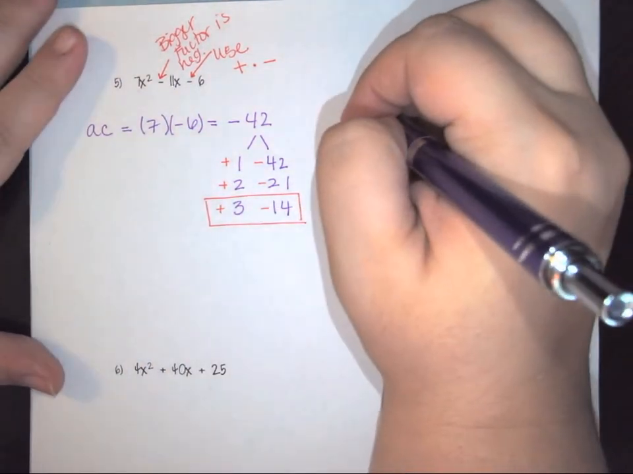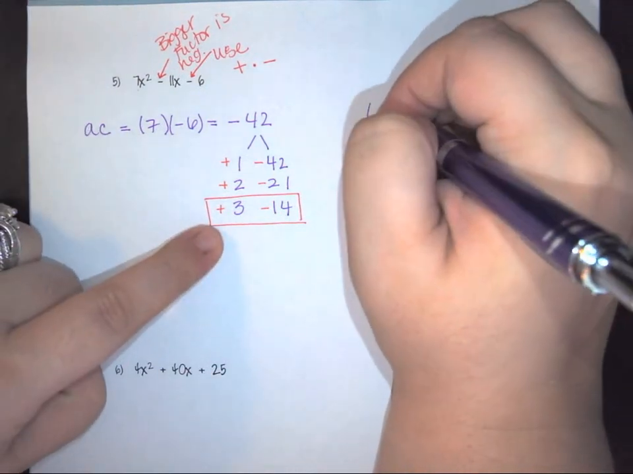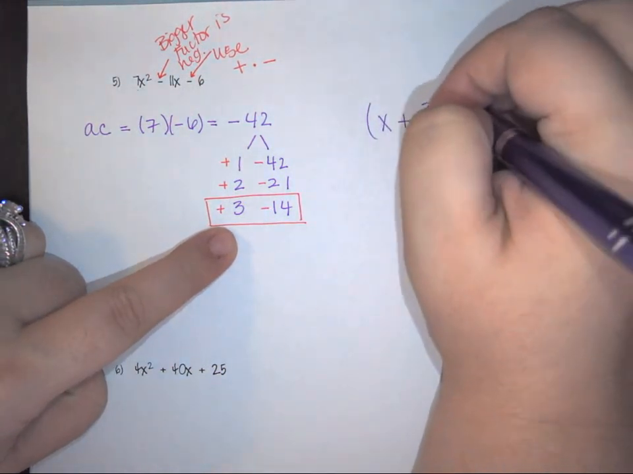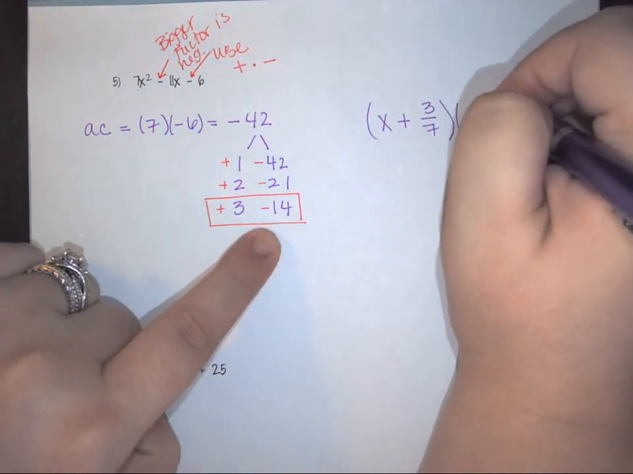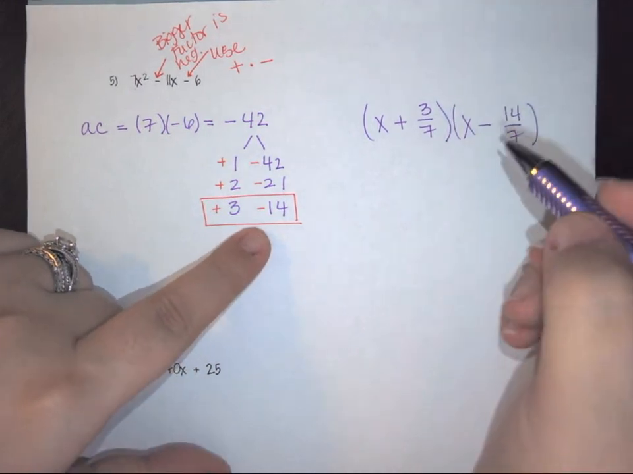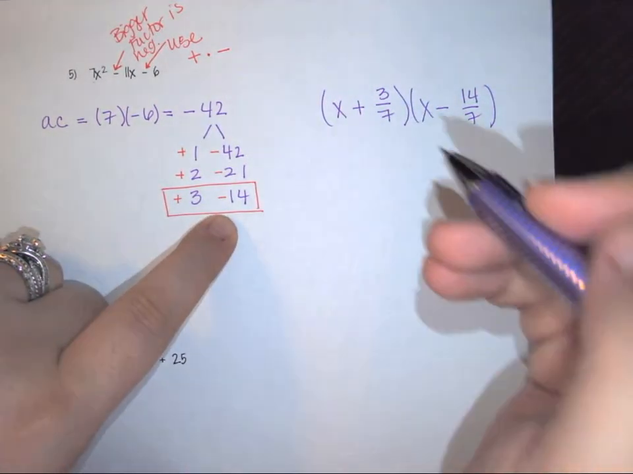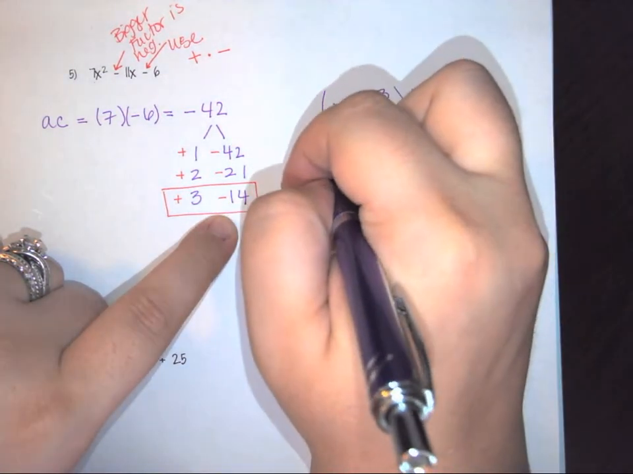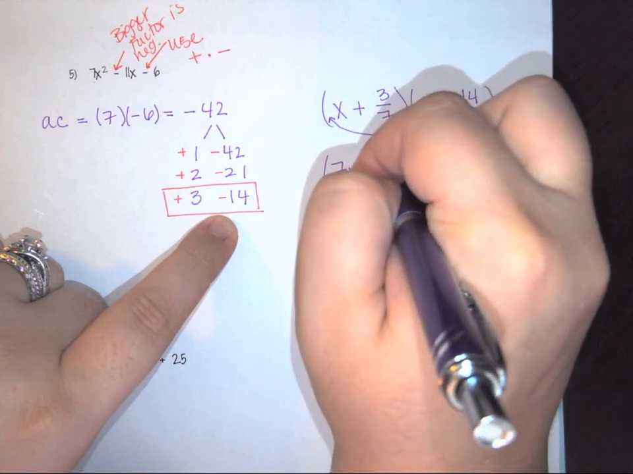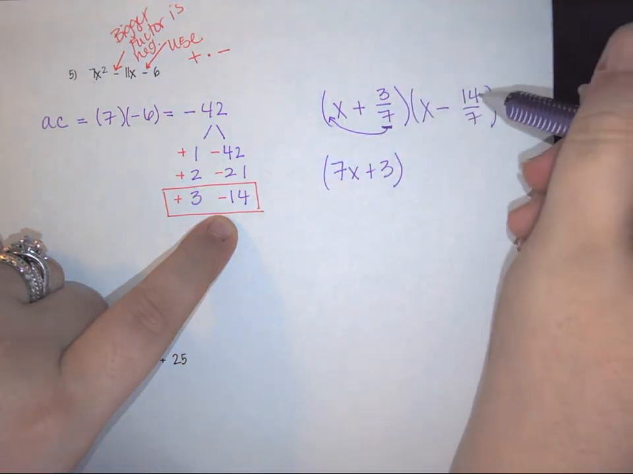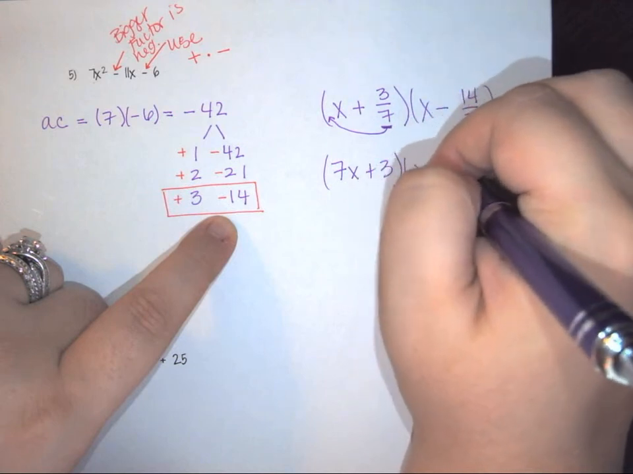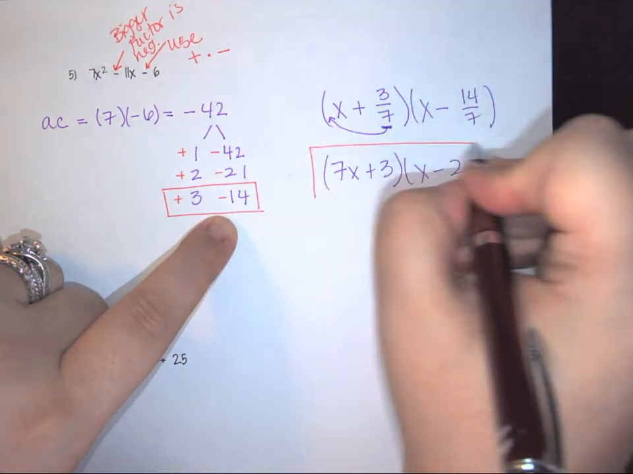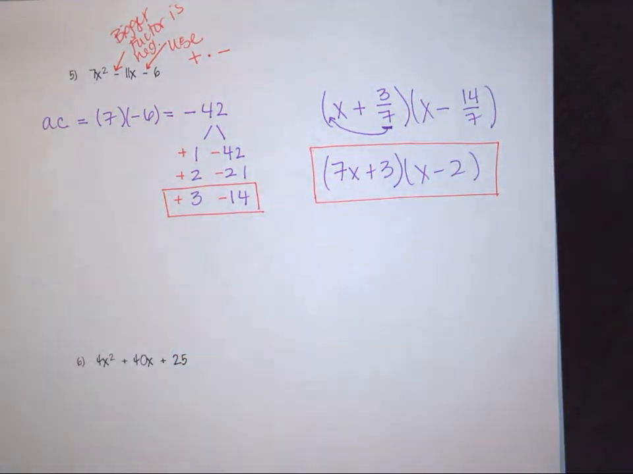So now I can set up my factors. So again, x, my first one is positive, and it's 3/7. And then I have x, my second one is negative, and I've got 14/7. Reduce the fractions. This first one doesn't reduce, so I can automatically take this denominator and move it straight up. So this is going to become 7x plus 3. On my back fraction, 14/7 reduces, so this becomes x minus 2. And there we have it. Here is my factored form.